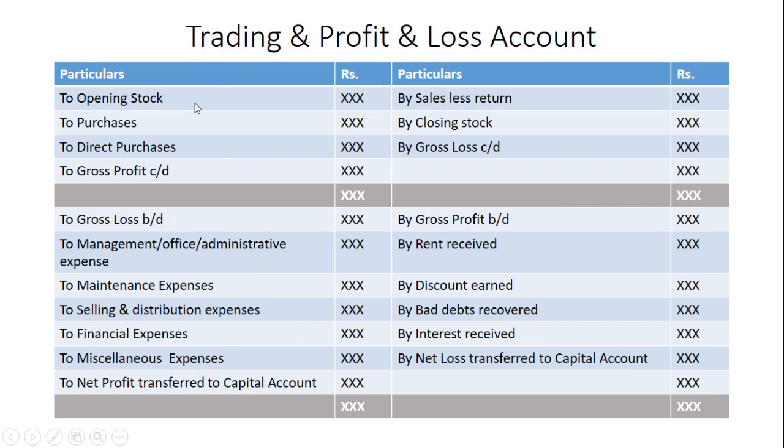In trading account, we know it starts with opening stock, then to purchases minus returns, to direct expenses, then we have on the credit side sales minus returns, and then we have closing stock. Then after writing all these things, we will ascertain whether the company has earned profit or incurred loss. So this is how the account is prepared.